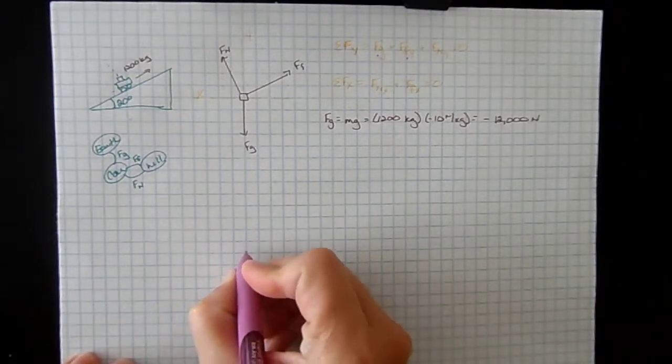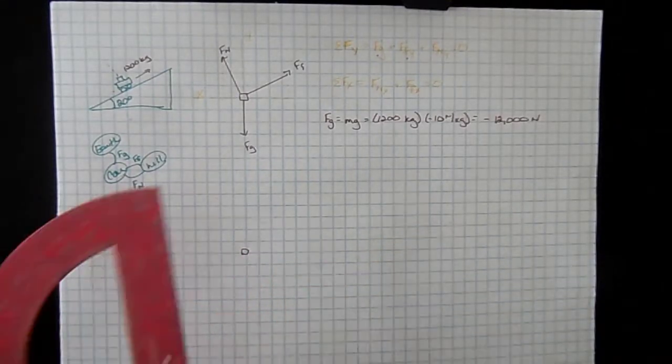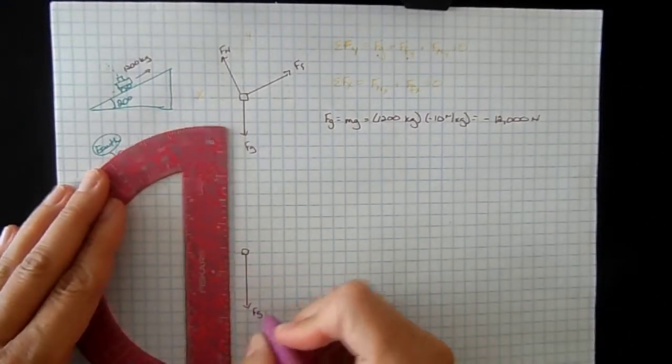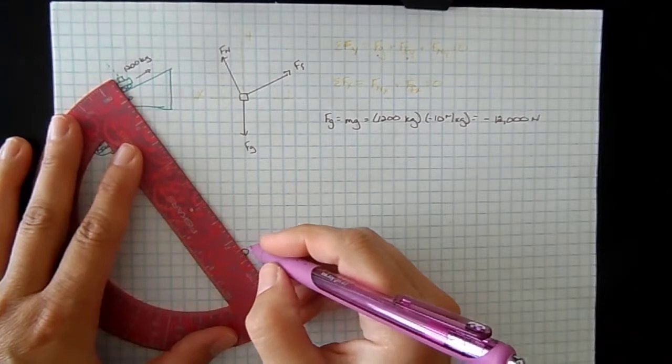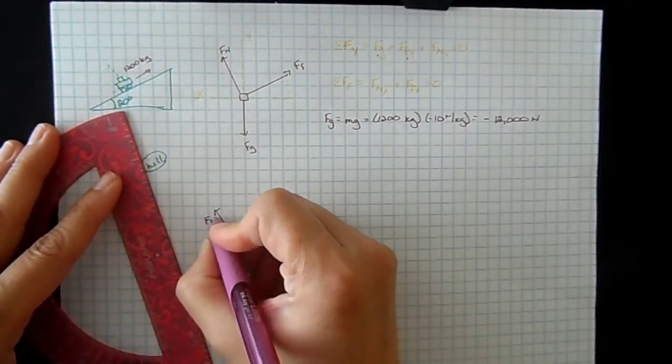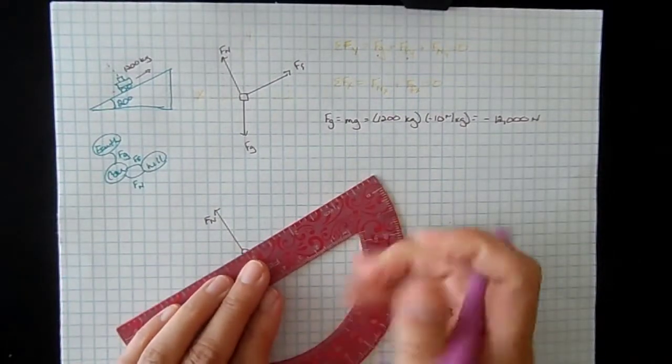So let's draw a new force diagram here real quick. We've got our force of gravity going this way, and we still have our normal force going roughly this way, and then our friction force.